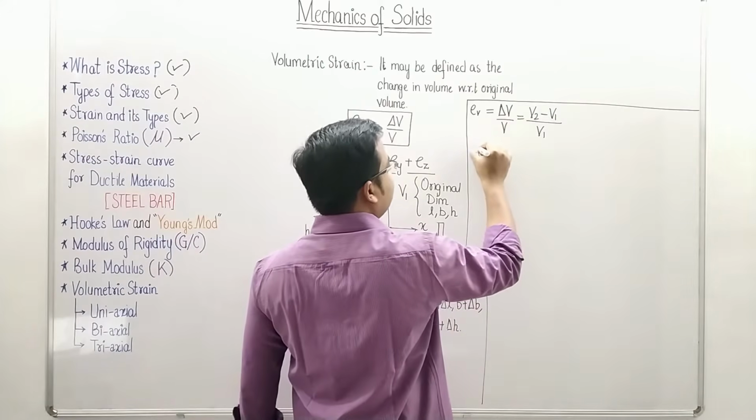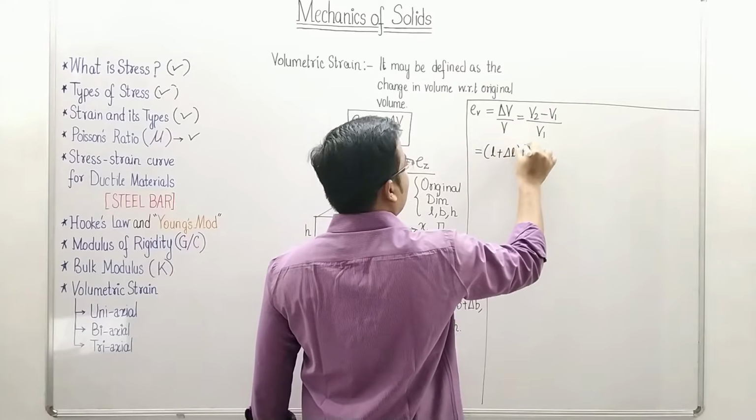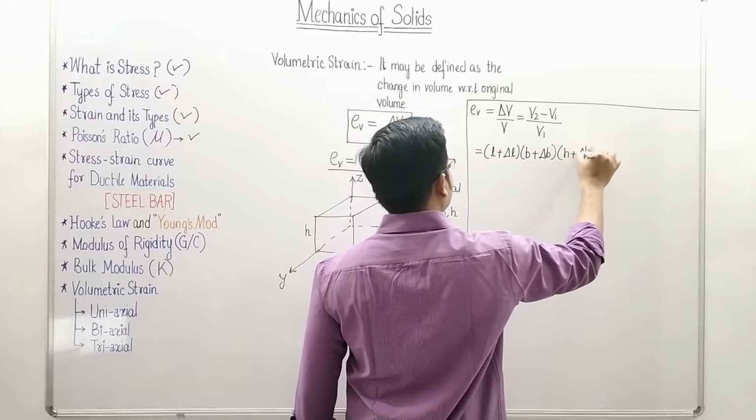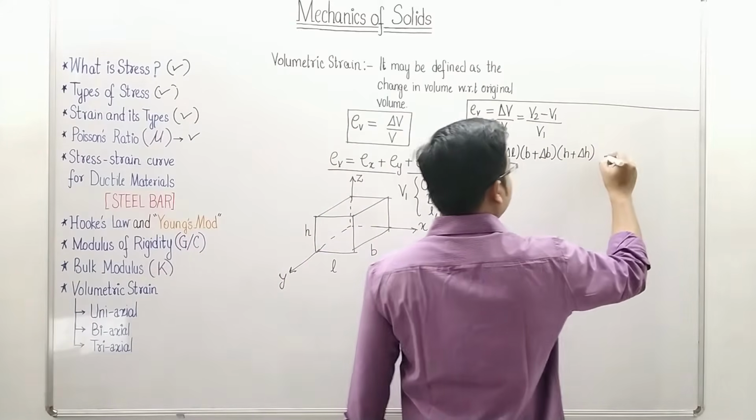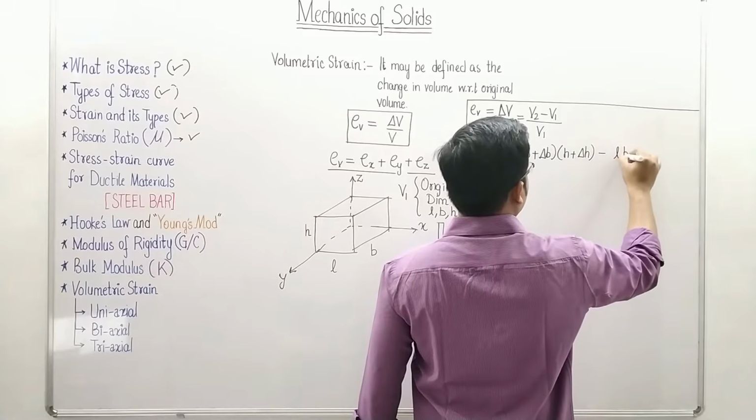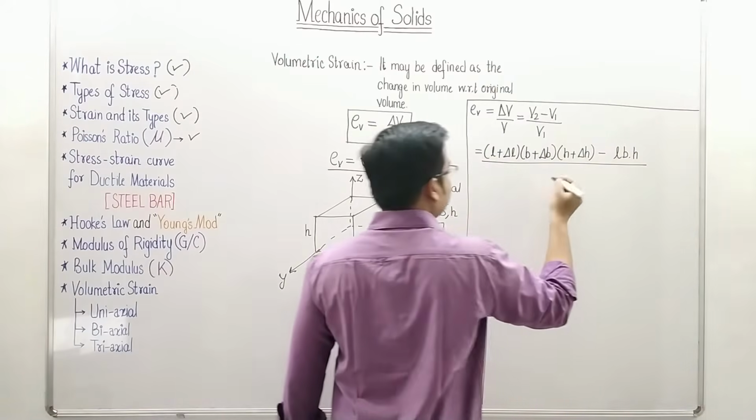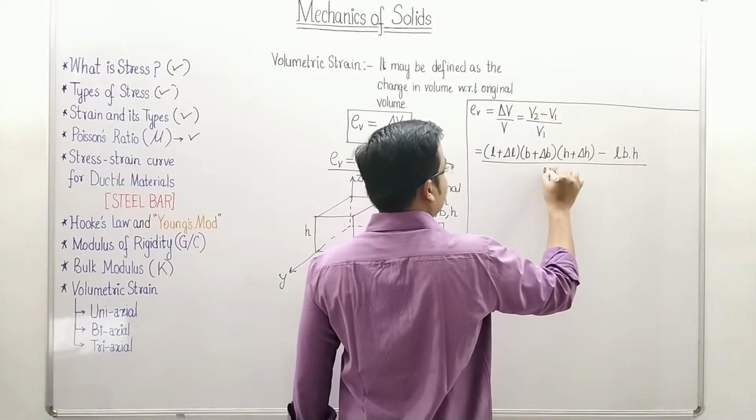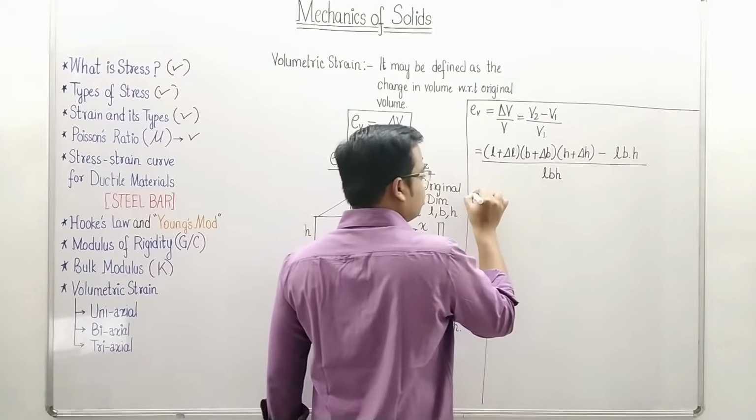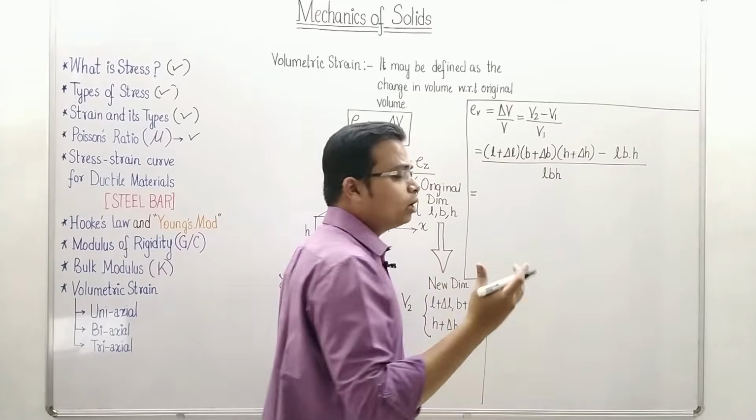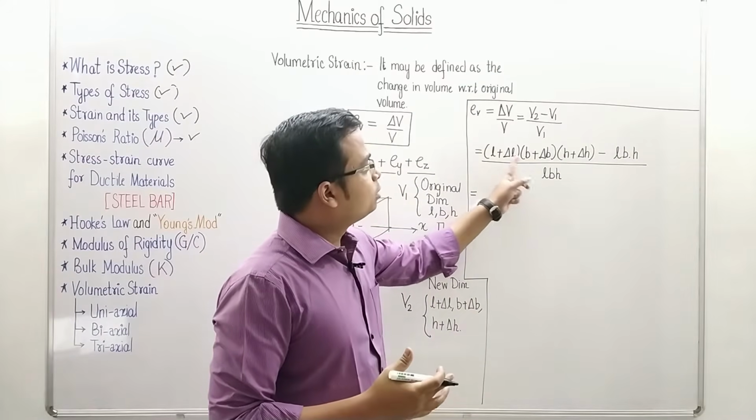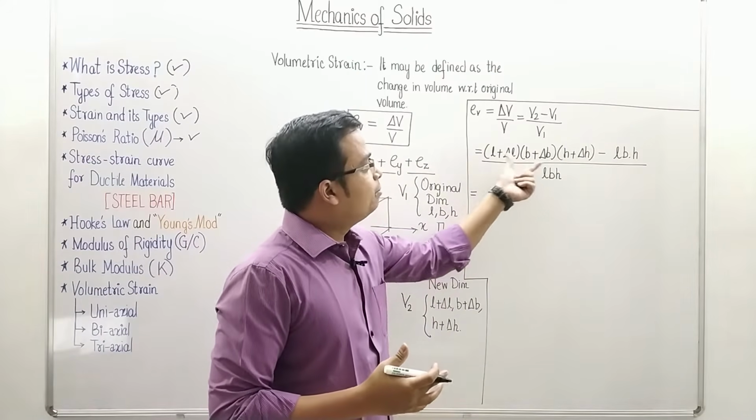So this can essentially be written as, right? This is the new volume minus the original volume, that is length multiplied by breadth multiplied by height, divided by, again, the original volume, that is LBH. Now guys, this task is a bit painstaking. What you need to do is multiply all these three inside bracket terms.